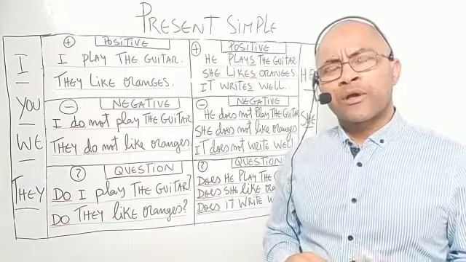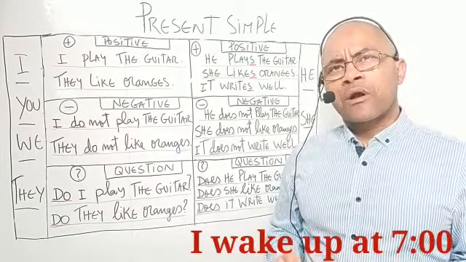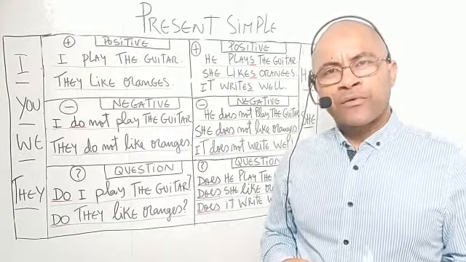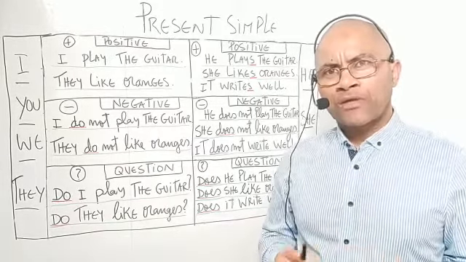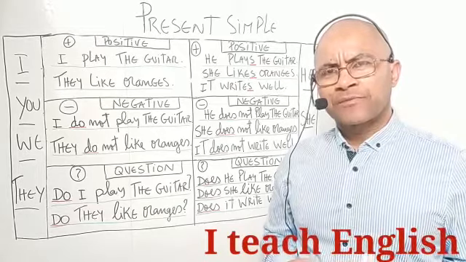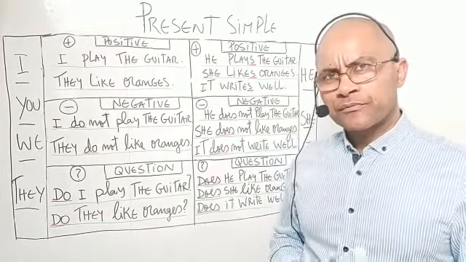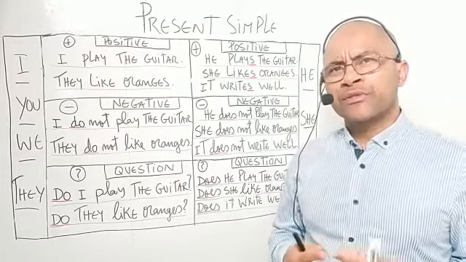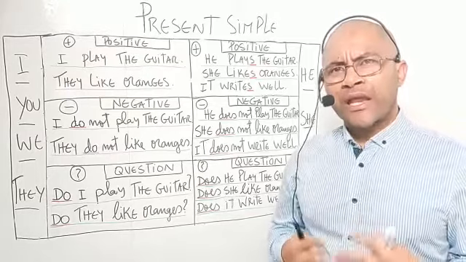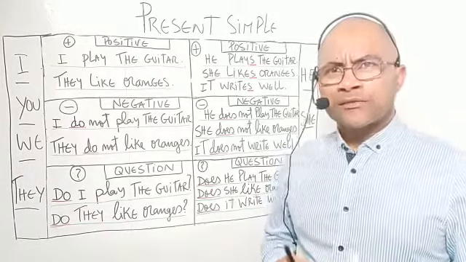For example, I wake up at 7 o'clock. As I said before, permanent situation. What is true? For example, I teach English. I normally teach English. Something that is true. The present simple usage is very important in English because we use it a lot.